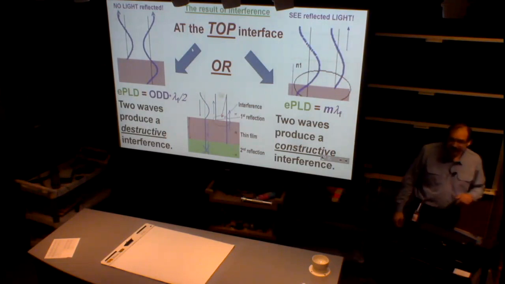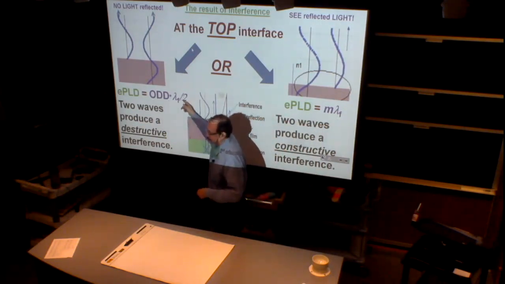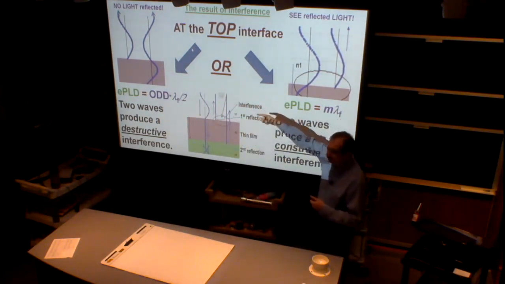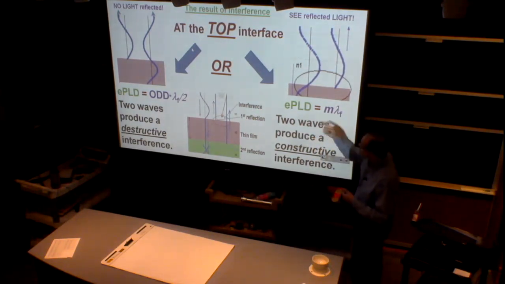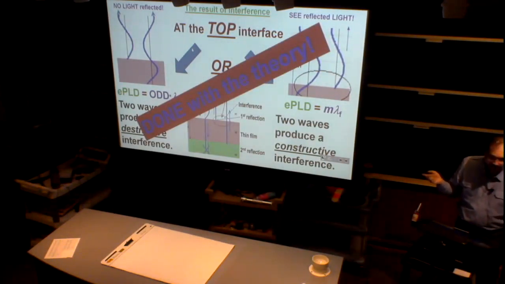Now, if that effective path length difference turns out to be equal to an odd number of halves of a wavelength, those waves cancel each other out. We observe completely destructive interference. This light is actually not getting reflected at all, so we don't see it. But if the effective path length difference turns out to be equal to a natural number of wavelengths, in that case, we will observe reflected light of this particular color. Which means now theoretically you can solve all the problems related to thin film interference, all of them.